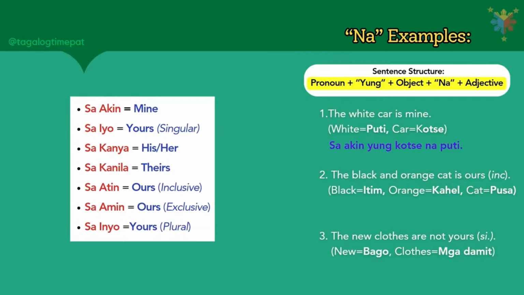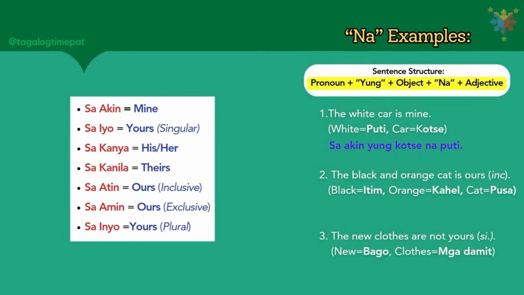What do you think the alternative way to say this would be? So remember, you can put the adjective before the object, and depending on whether or not there's a vowel at the end, you can make the contraction. What do you think the alternative phrase would be for sa akin yung kotse na puti?